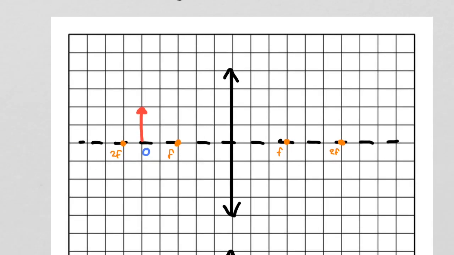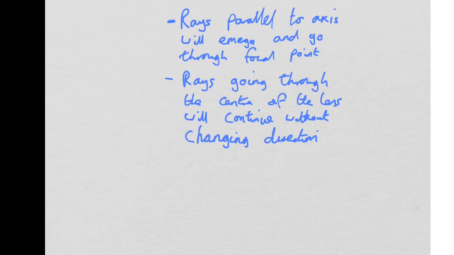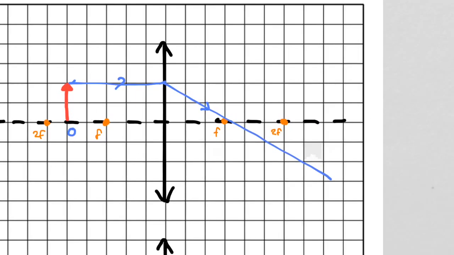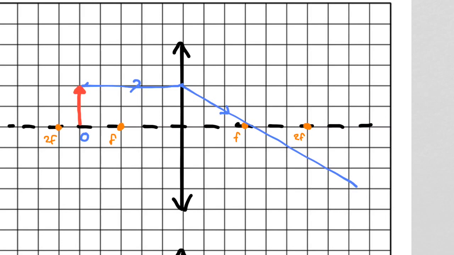So let's draw a ray from the top of the arrow to the lens, like that. And then remember, it goes through the focal point. So let's draw a ray that goes through the focal point. There we go. Okay, so there's one light ray. Now let's do the second light ray. Let's go for the second rule. Rays going through the center of the lens will continue without changing direction. So let's go through the center of the lens, and the ray will not change direction. So it will just keep going through the center.